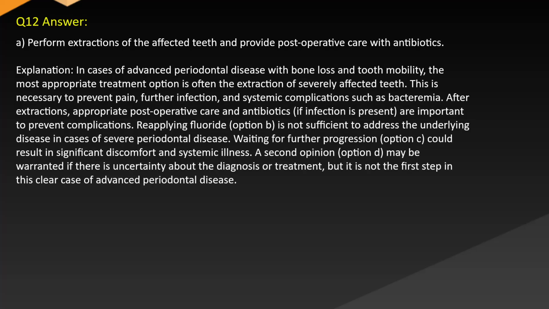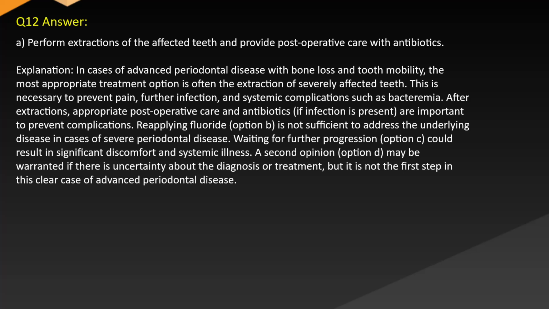Answer A. Perform extractions of the affected teeth and provide post-operative care with antibiotics. Explanation. In cases of advanced periodontal disease with bone loss and tooth mobility, the most appropriate treatment option is often the extraction of severely affected teeth. This is necessary to prevent pain, further infection, and systemic complications such as bacteremia. After extractions, appropriate post-operative care and antibiotics, if infection is present, are important to prevent complications.